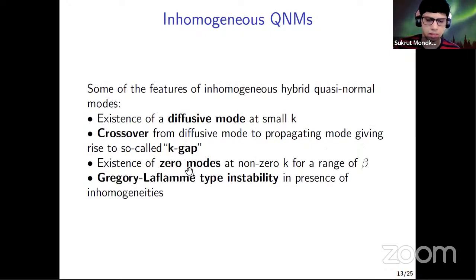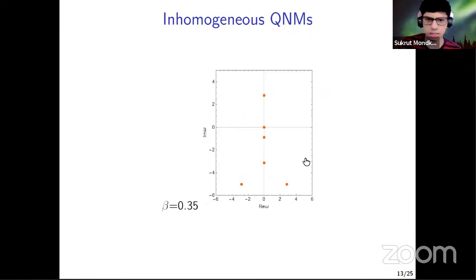Then there exists a zero mode at non-zero k in this model, and it gives rise to an instability, which is reminiscent of the Gregory-Laflamme instability of black strings in higher dimensions. I will describe all these points with just this one animation. This is the animation for beta equal to 0.35, and in the animation k is increased from 0 to larger values. This mode is the quasi-hydro mode. This is the unstable mode, and this is another mode that comes from the negative imaginary axis. I'll just play the animation.